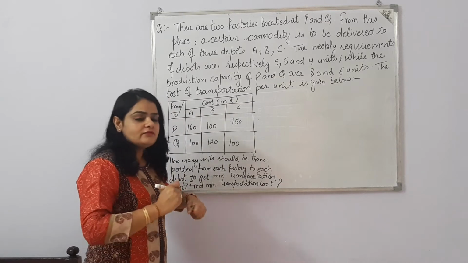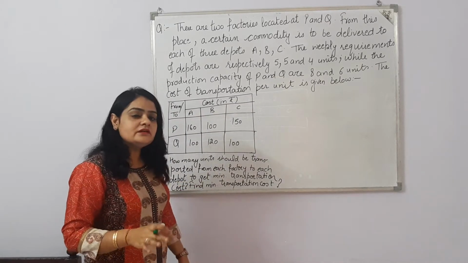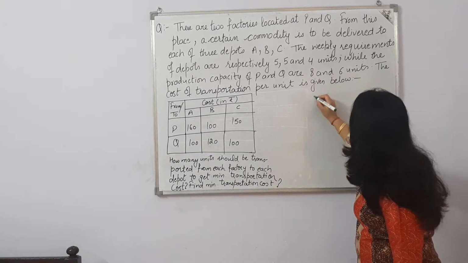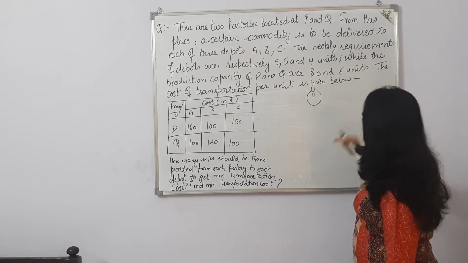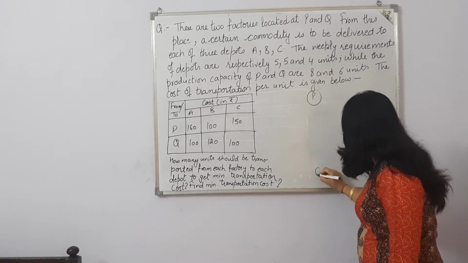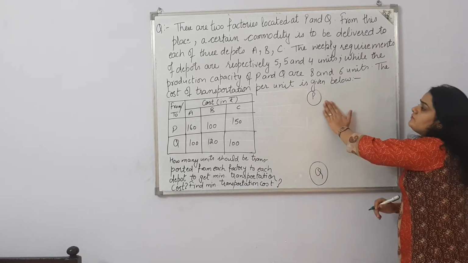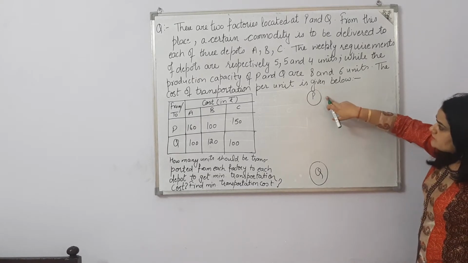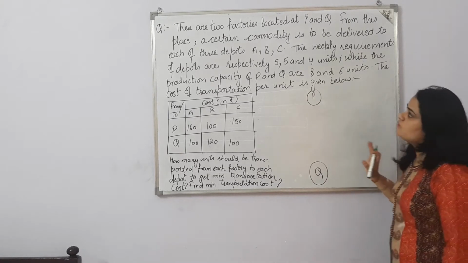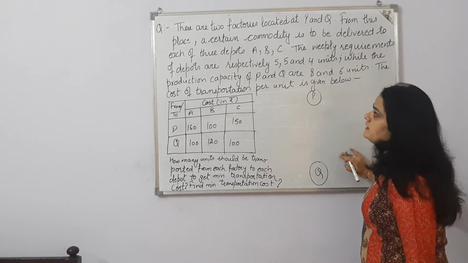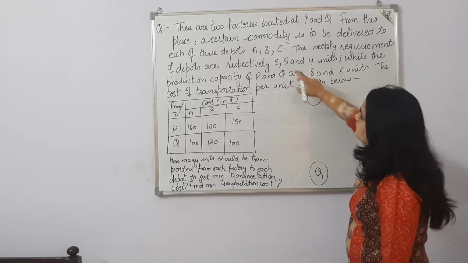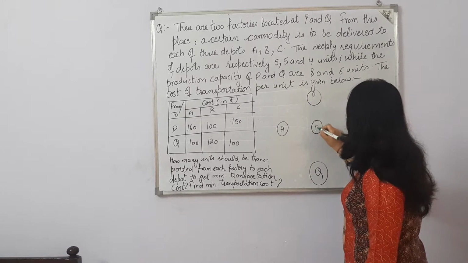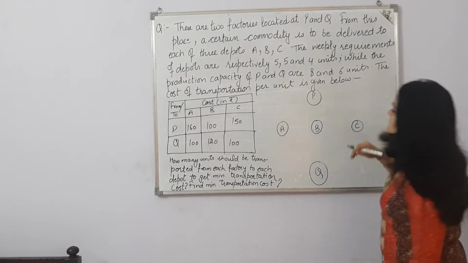So we'll draw one flow chart to understand this question easily, to understand it properly. We have one factory P and another factory Q. There are two types of factories, P and Q. One is located here, another is located here. Let's assume. Now both are delivering the commodities to A, B and C. So we have three shopkeepers. A is located here, B is located here and C is located here.